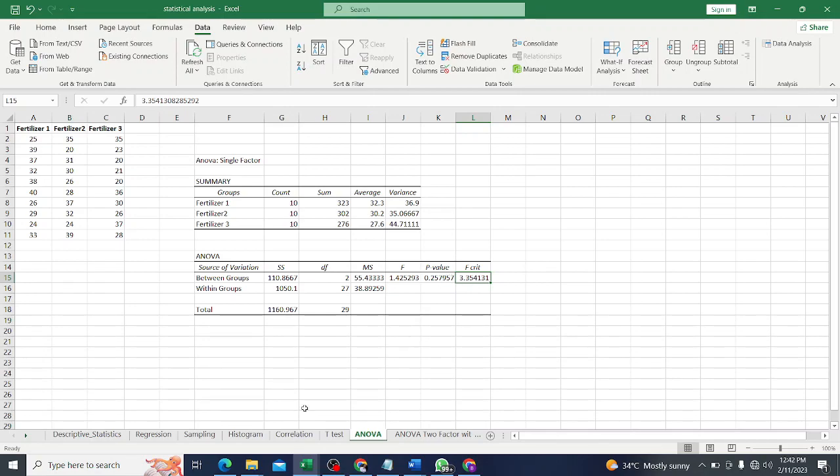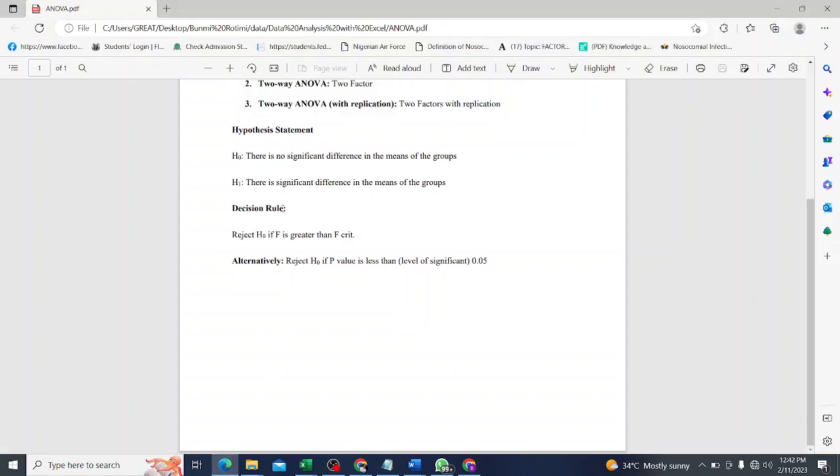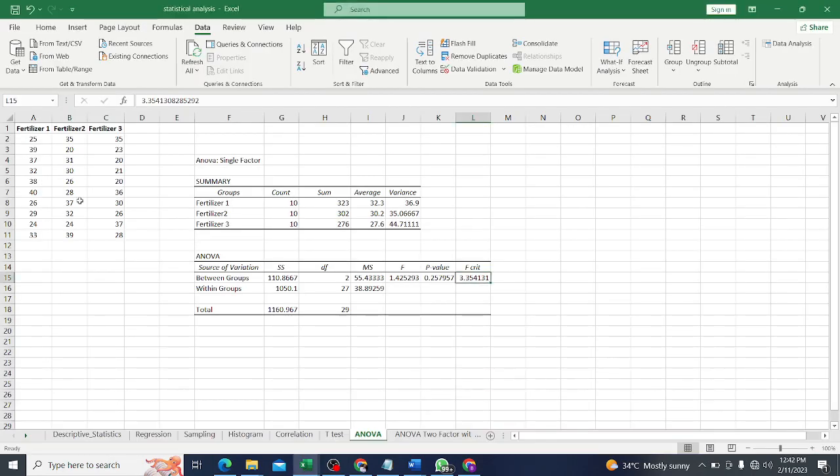Now, if we did not reject H naught, that means our null hypothesis is correct. We are adopting the null hypothesis. That means there is no significant difference in the mean of the groups. What we are saying is that fertilizer 1, fertilizer 2, and fertilizer 3 are the same. There's no significant difference in their means.